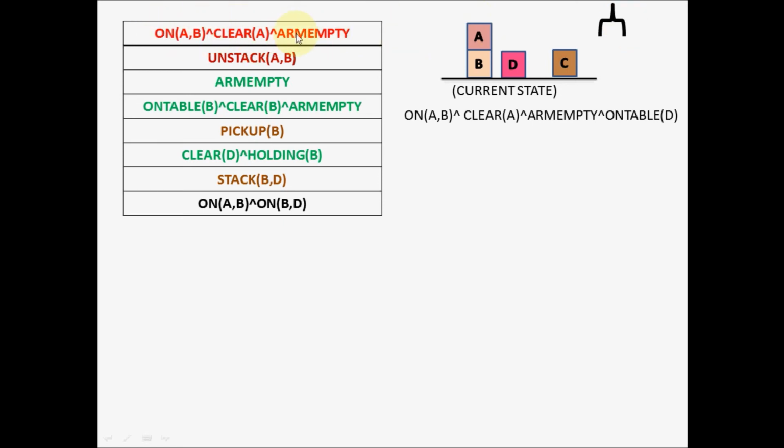Now notice that this predicate is basically the precondition which should be true for the unstack A comma B action to be executed. And now since this is true, it simply means that you can remove this and the unstack A comma B action can be executed. So we will remove this precondition from the stack because it is satisfied, and unstack A comma B will be executed and added to the plan, and the world will change. Unstack A comma B executing means the current world will change.